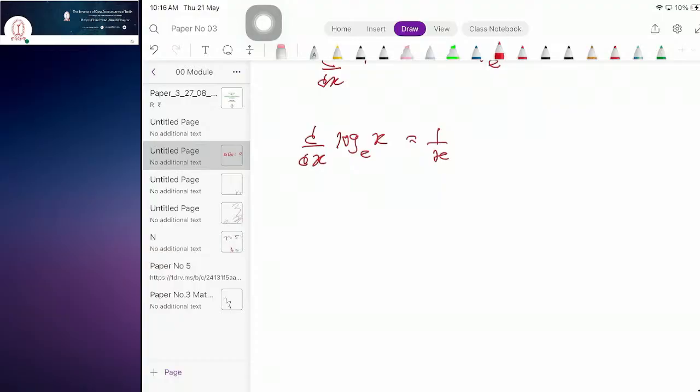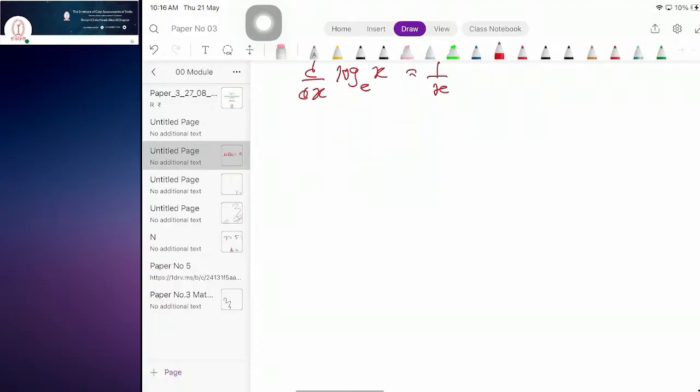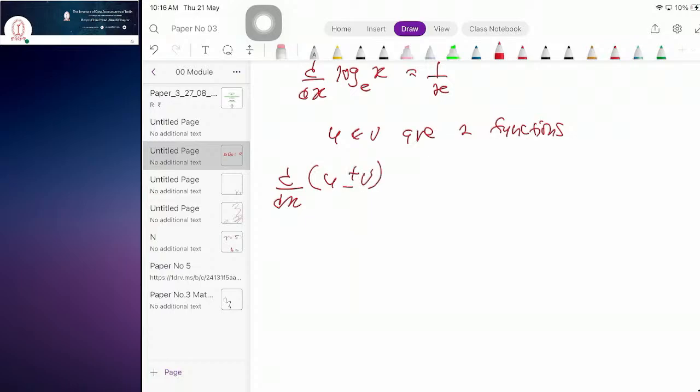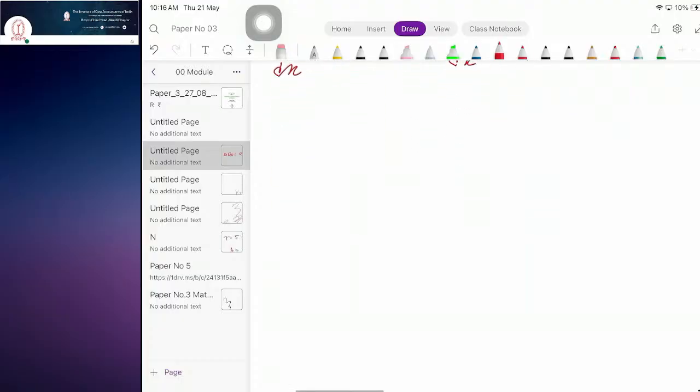And if there are two different functions, say u and v are two functions, and these two functions are joined and you want to differentiate them with respect to x, in both the cases, addition or subtraction, first you bifurcate them, so du upon dx plus or minus dv upon dx. Separately you have to find the differentiation of each and add it, that is the concept.